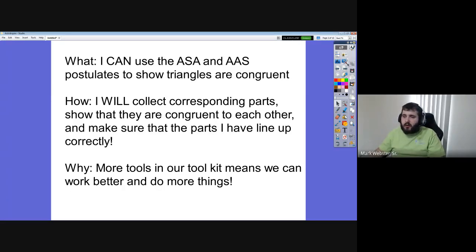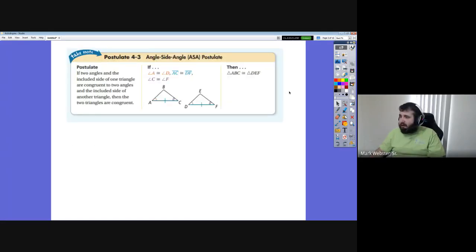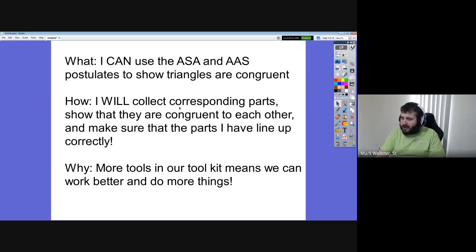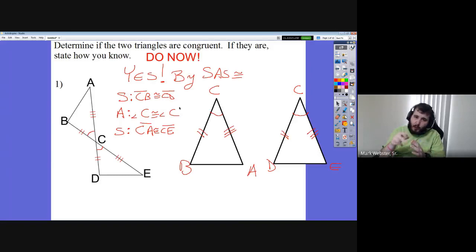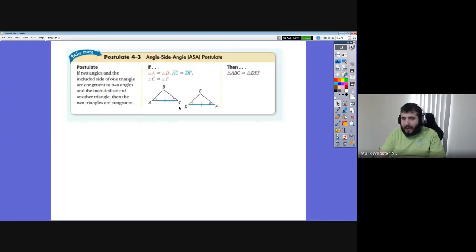All right, so let's get started. Angle, side, angle. You'll notice here for angle, side, angle, I have basically the exact opposite of what I did here. Here I had a pair of sides with the angle in between. Here, instead, I have a pair of angles with the side in between. Notice how it looks: the two bottom angles with the base side in the middle.